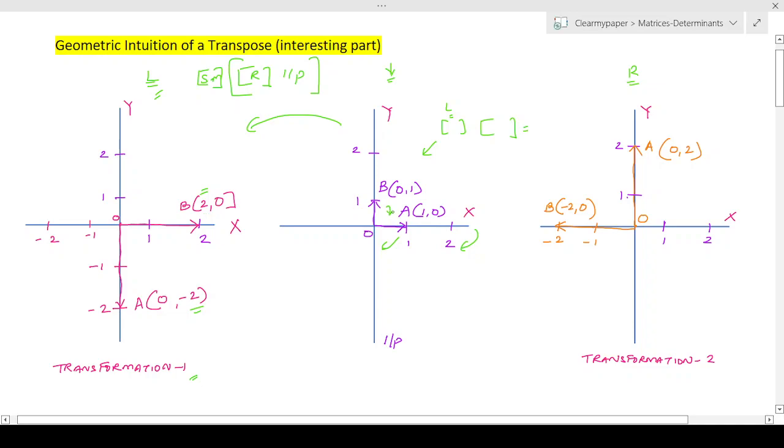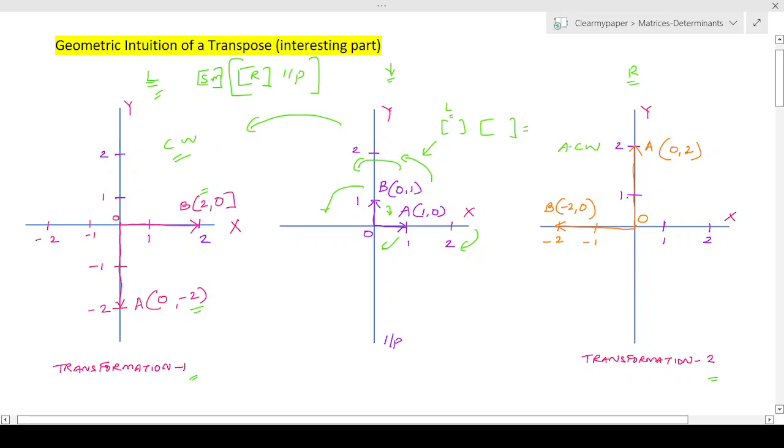So this matrix can be transformed into this matrix. Similarly, the second transformation has the exact effect but in the opposite direction. Instead of a 90 degree clockwise rotation, I'm moving anti-clockwise. My point A has gone to the negative on the y-axis, and B has gone here. So I have the exact and opposite effect in terms of the direction.